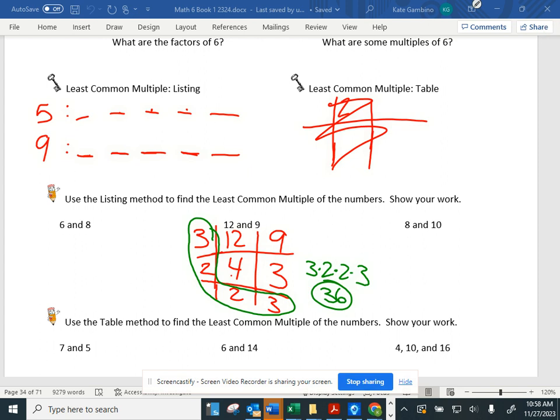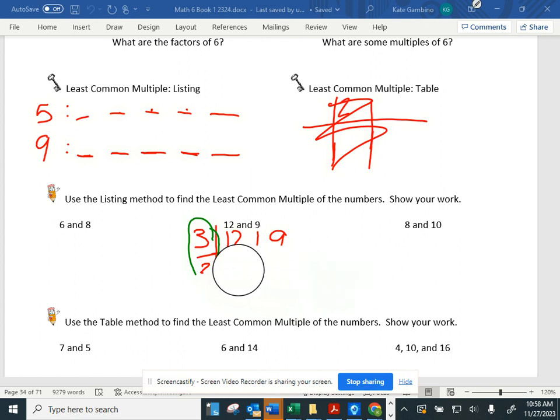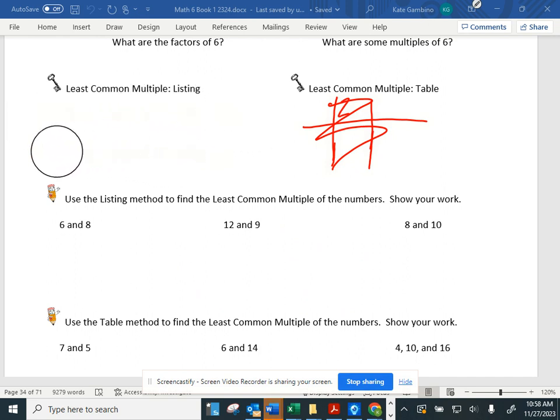Connor? Do you know if there's going to be any questions on the test that you feel listing for? You can always list. It just might go really high. You might have to keep multiplying up to a higher number. But you can always do the listing method. Any other questions on those? All right.